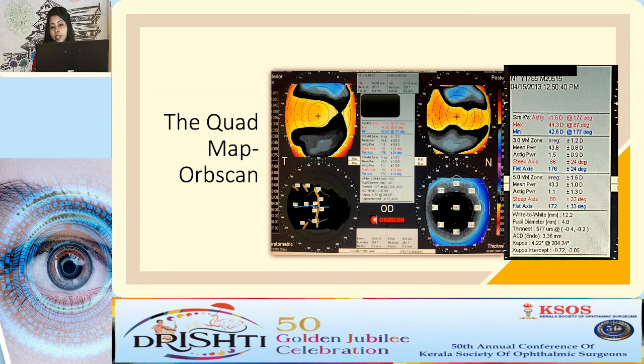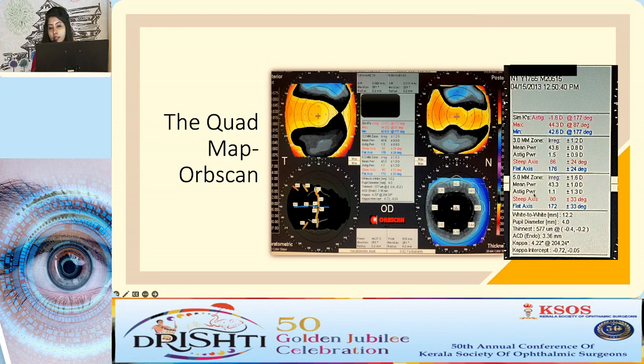So mostly you will be given this printout only and asked to say what is there in that. In the middle you can see something which has so many values written in it. That gives the SIM-K astigmatism, which gives the total astigmatism. Then there are the K values, K1 and K2. Then you have a few values for the 3 millimeter zone and 5 millimeter zone.